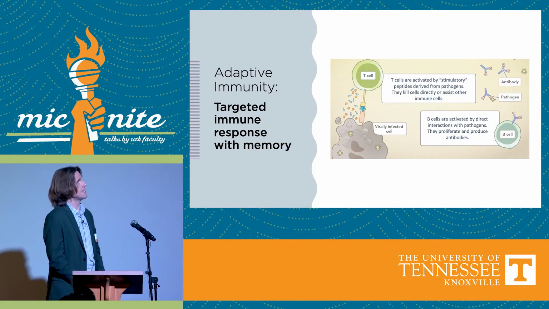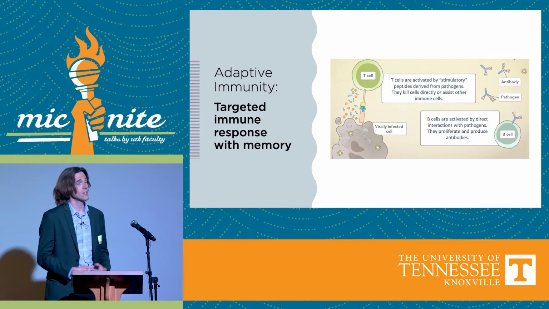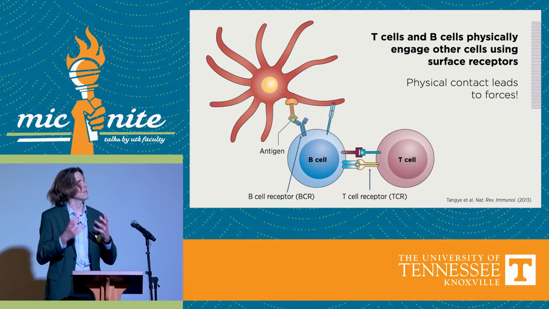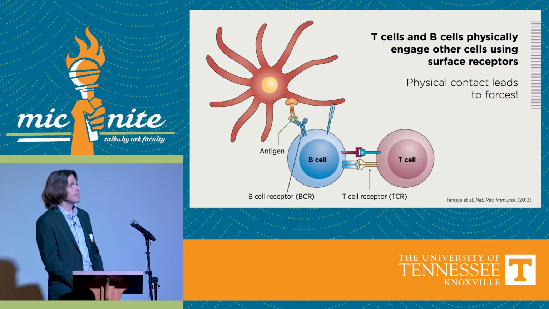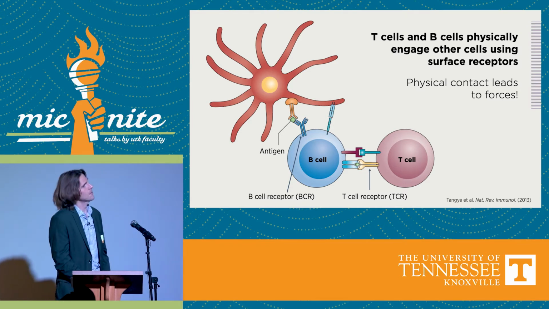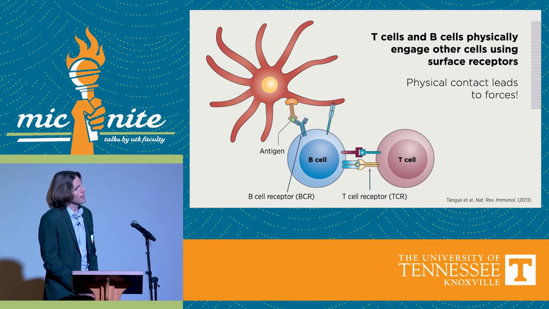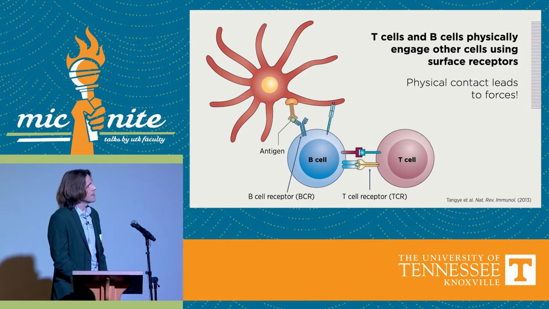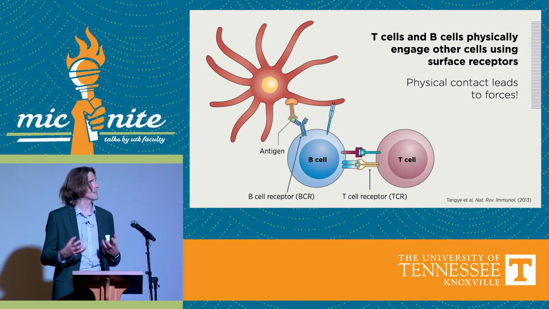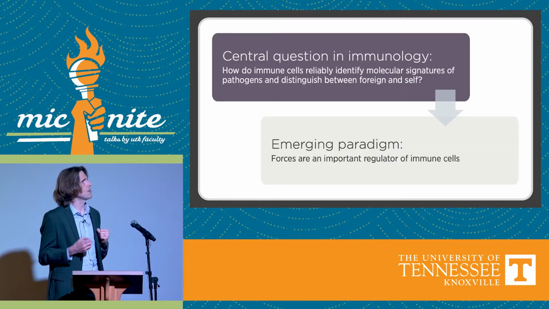So the key players are T cells and B cells. T cells can directly kill infected cells, while B cells are the cells that make antibodies, which are molecules that can help clear infection as well. So both T cells and B cells physically engage other cells. They do this using surface receptors, denoted in this image by the T cell receptor, or TCR, and the B cell receptor, or BCR. The fact that these cells physically contact each other means that there are forces on cells. So they literally push and pull on one another.